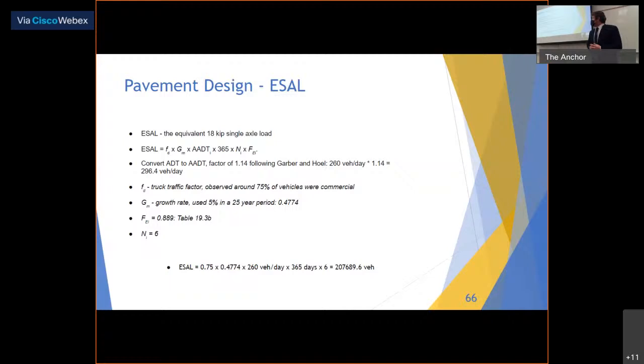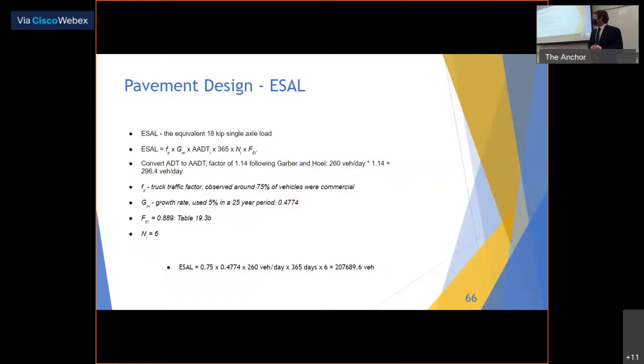For our pavement design, the first thing you have to do is calculate the ESAL. ESAL is an equivalent single axle load, and it consists of all of these factors. The hardest thing for us was calculating the AADT, which is the annual average daily traffic. The only thing that we were provided was an ADT, so we had to use a monthly factor to convert this number over. And we ended up getting a value of 296.4 vehicles per day.